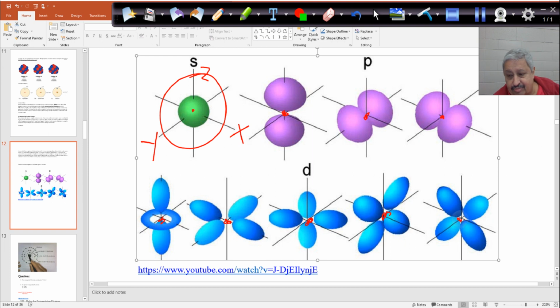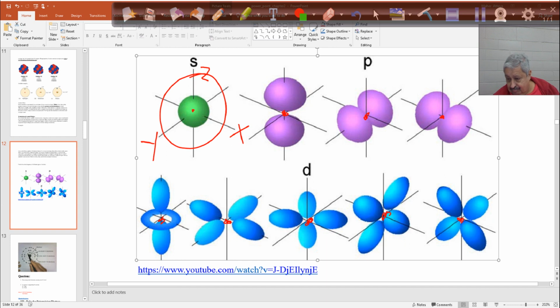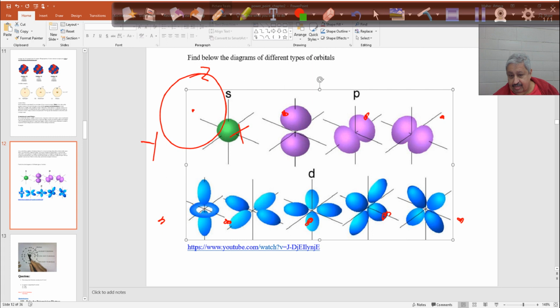How many does the d orbital have? 5. How many p? 3. How many s? 1. So if I make it smaller, then you can see they don't really give them the names of that. So they should really name them px, py, pz.